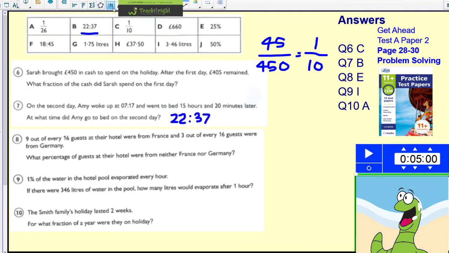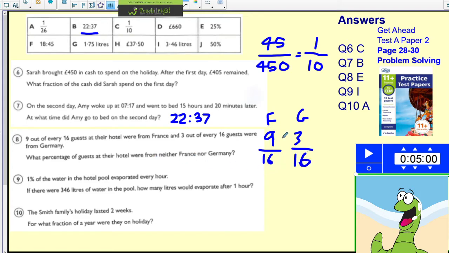Number 8. 9 out of 16 guests were from France. Okay, so let's just write quickly: 9 out of 16 France, 3 out of 16 Germany. What percentage of the guests were not from France or Germany?